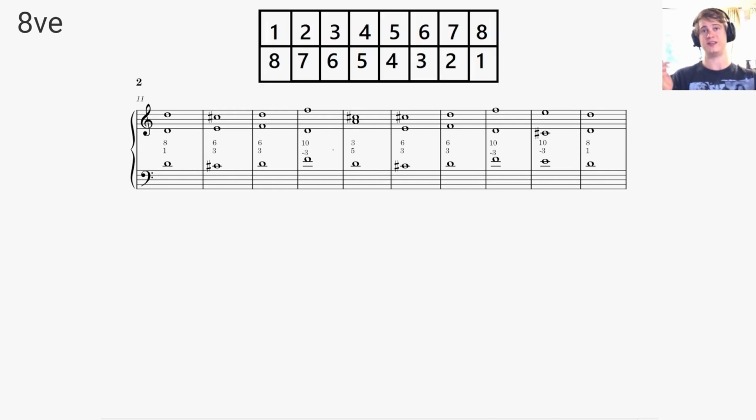We can easily accomplish this by writing out the numbers 1 through 8, and then below that writing the numbers 8 through 1 backwards. This gives us perspective on what happens when each of these intervals invert at the octave. Now this might seem really simple if you know your inversions at the octaves, but this method of creating the chart will become very useful later on in this video.